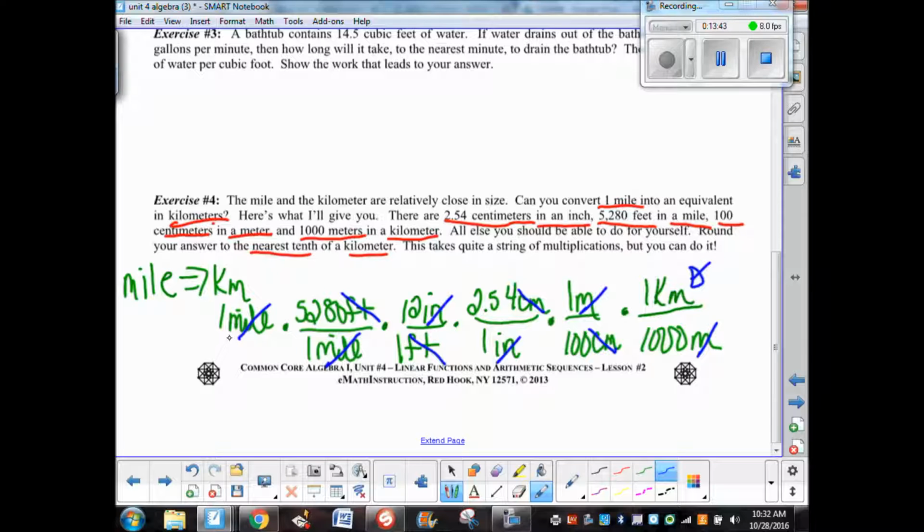Now it's just a big, huge multiplication problem. So, on the top in the numerators, 1 times 5,280 times 12 times 2.54 times 1 times 1 in your calculator. I don't know what that gives you, but then we've got to multiply the bottom. 1 times 1 times 1, so far so good, times 1 times 100 times 1,000. So whatever we got on the top divided by whatever we get on the bottom, you should end up with 1.6 kilometers. So for 1 mile, it's equivalent to 1.6 kilometers.